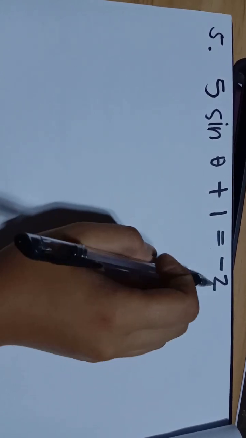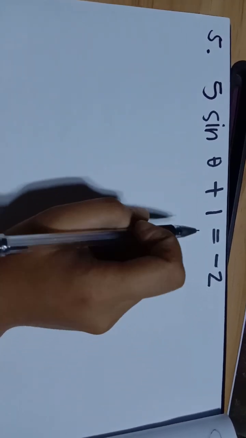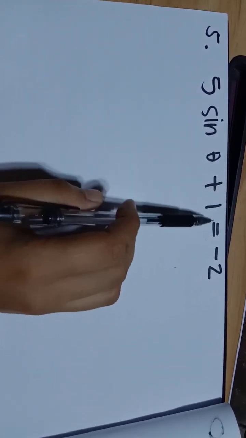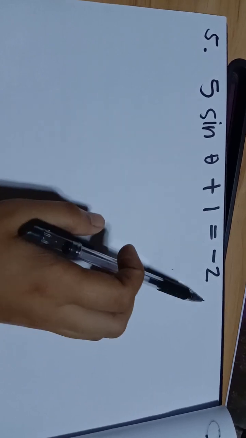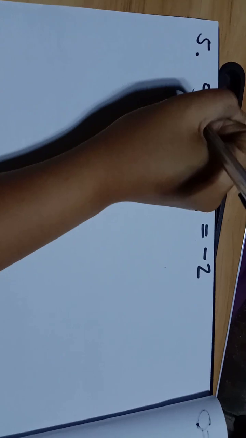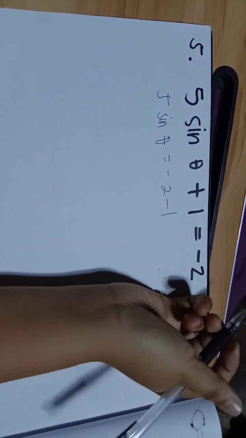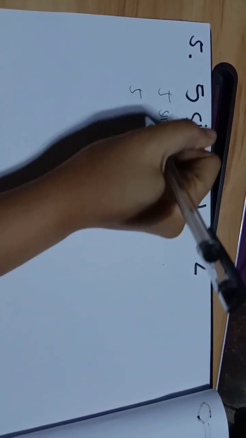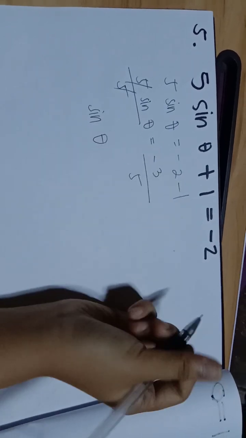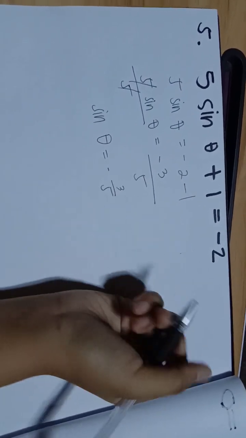5 sine theta plus 1 equals negative 2. Here we transpose this number 1 to this side. So now we have 5 sine theta equals negative 2 minus 1. So 5 sine theta equals negative 3. Divide both sides by 5. Cancel out. Sine theta equals negative 3 over 5.